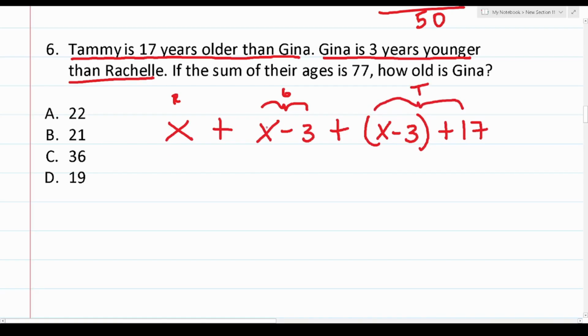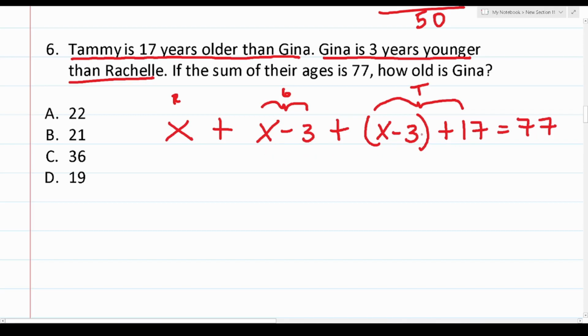And we know the sum of all their ages is 77. All we do is have to work this out to figure out what X is, and then we'll be able to figure out how old Gina is. So let's go ahead and do that.